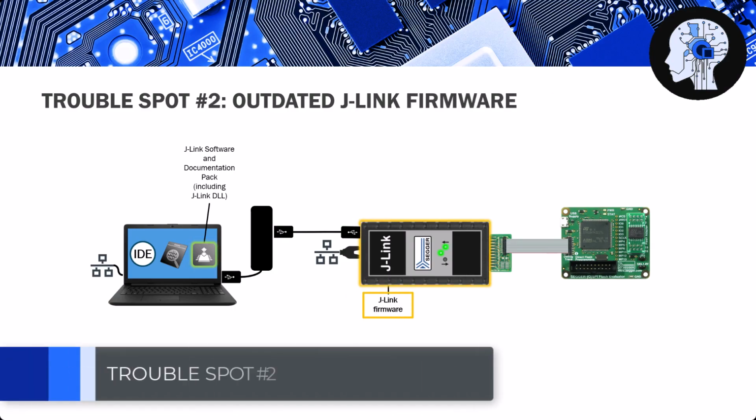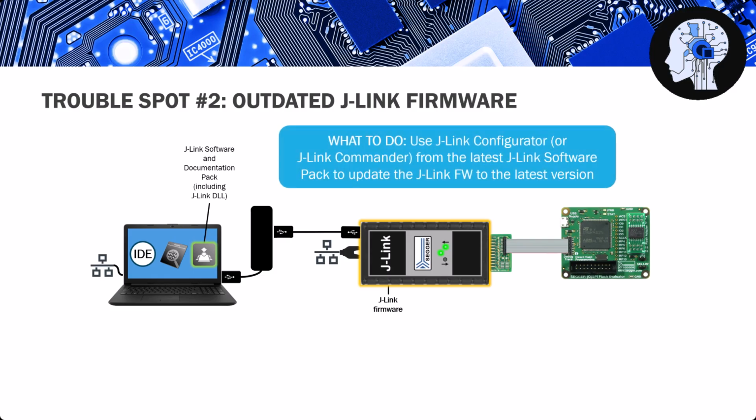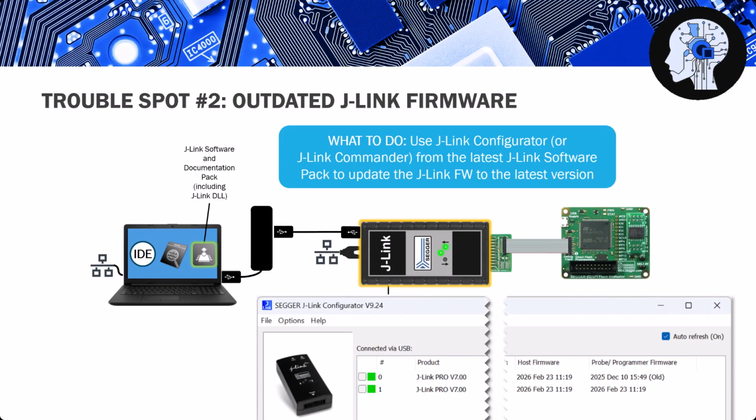Outdated J-Link firmware is another common problem area. Once you install the latest J-Link software pack, make sure to use J-Link Configurator or J-Link Commander from that latest software pack to also update the firmware on your J-Link. J-Link Configurator will show you if your J-Link is up to date, or if it is running an older firmware version that should be updated. Note that if you have an older J-Link hardware version, SEGGER may have stopped releasing firmware updates for it. Consider making use of SEGGER's trade-in program to get yourself a new J-Link at a discount.